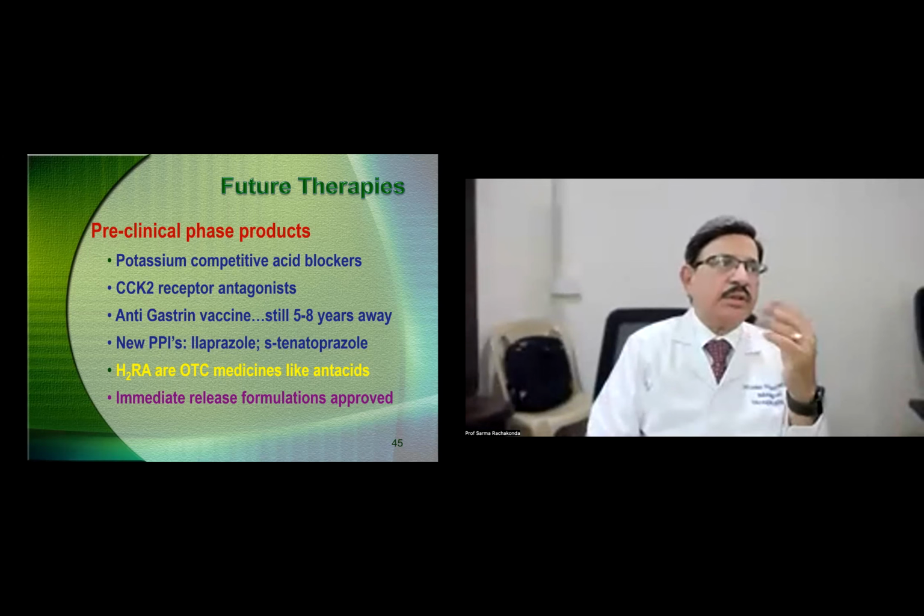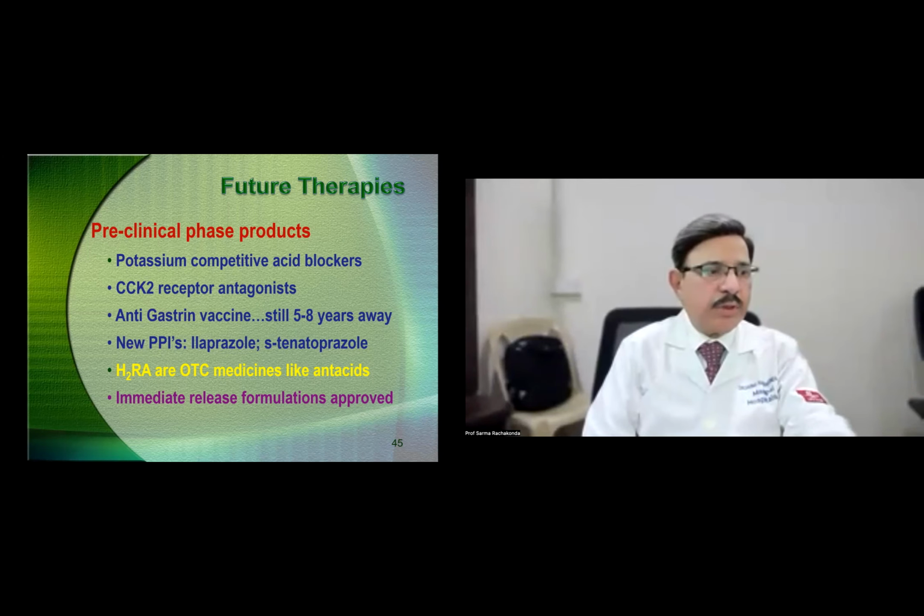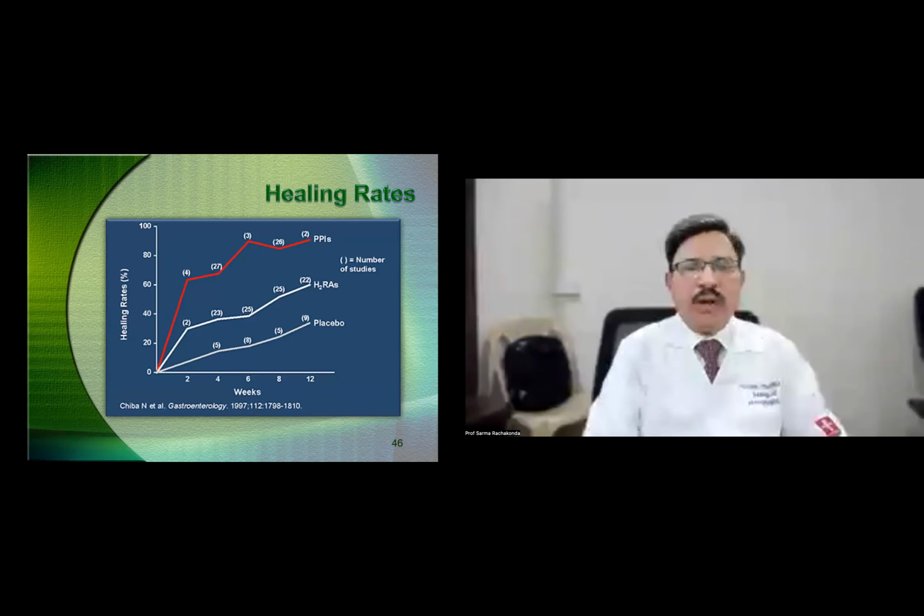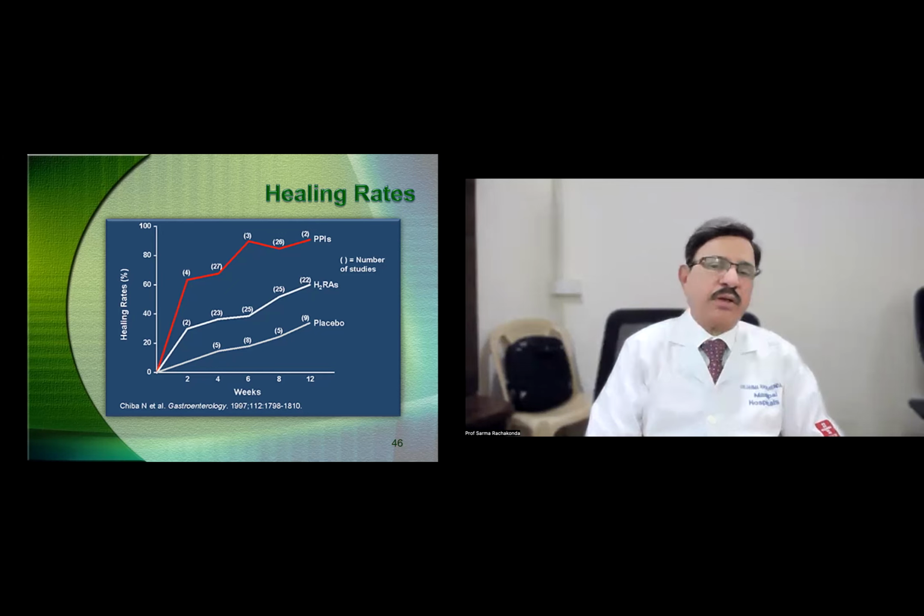Esomeprazole in particular is a faster acting drug, so the time gap need not be much there. These are called immediate release PPIs. Now, what are the healing rates when I use different PPIs? You can see the lower line is the placebo, the white line, and the healing rates at the end of 12 weeks are on the order of around 38 or 40% maximum.